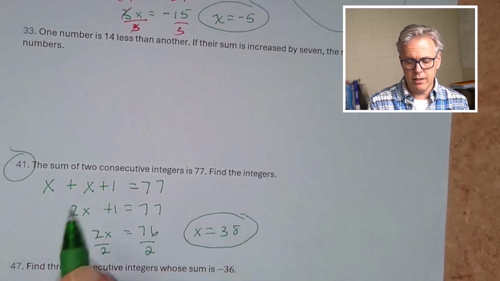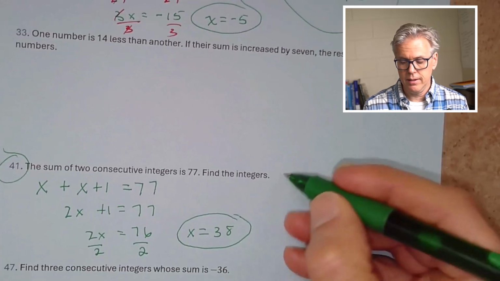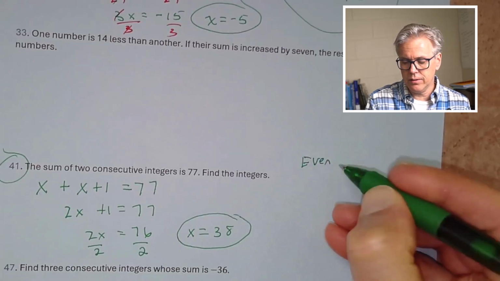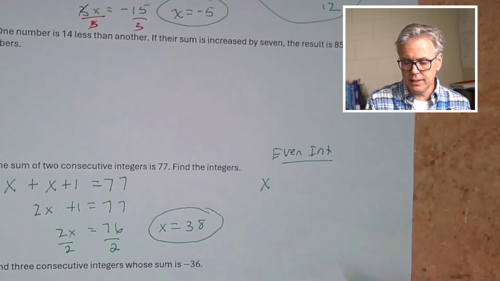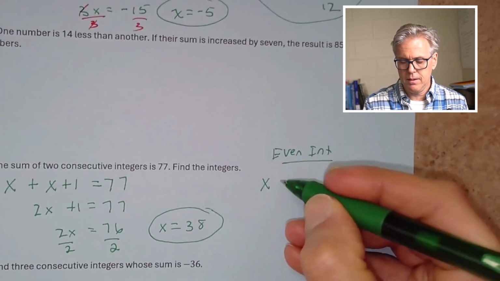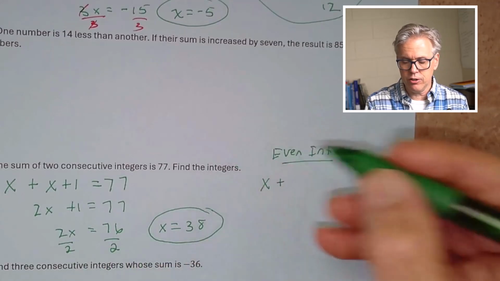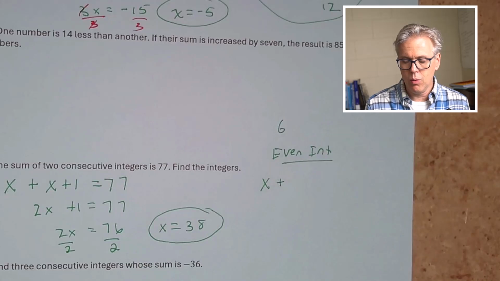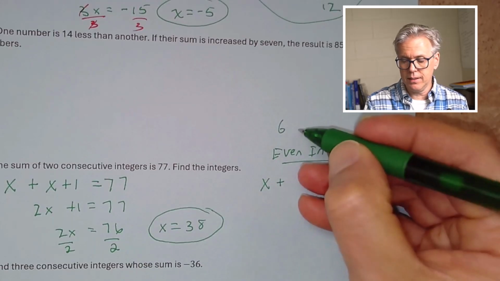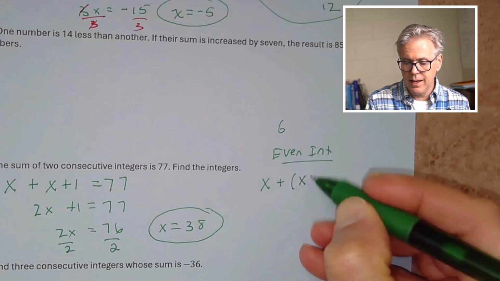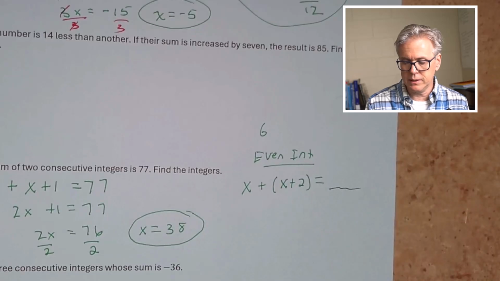Now, let me take an add-on here. What if it said the sum of 2 consecutive even integers? So if I said even integers, what would that be? Well, if the first one's x, what would the next one be? Well, it's not x plus 1, because that's the next integer. So like if my first integer were 6, what's the next integer? Well, it's 2 more than that. Whatever number I pick, the next one is going to be 2 more. So my next one is going to be x plus 2. And I put that in parentheses just to emphasize it, equals whatever we say it's equal to.